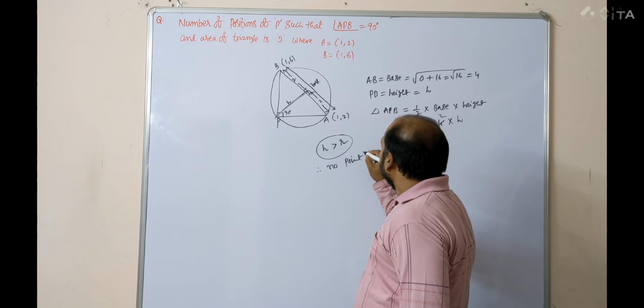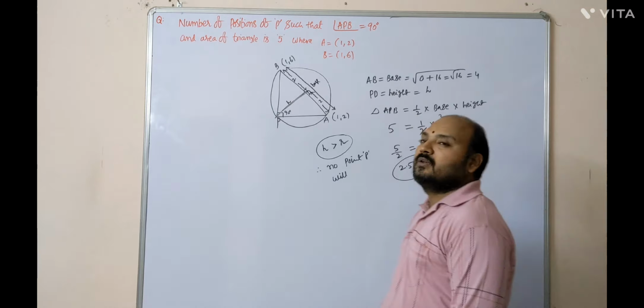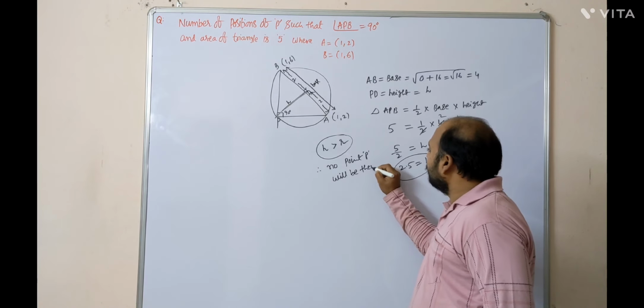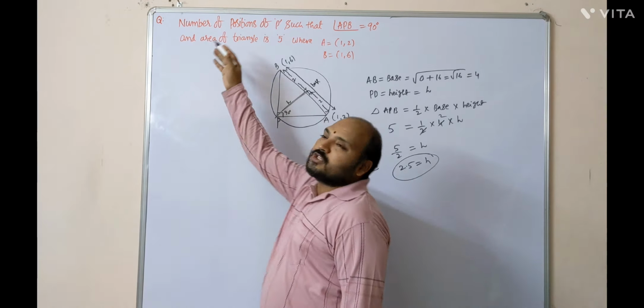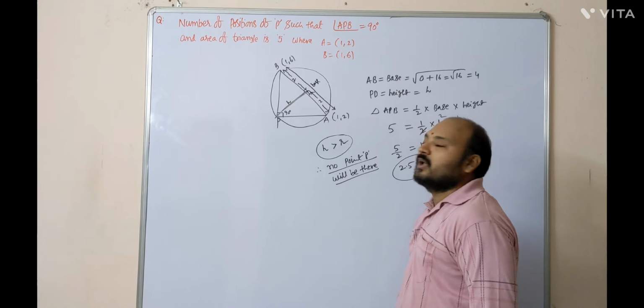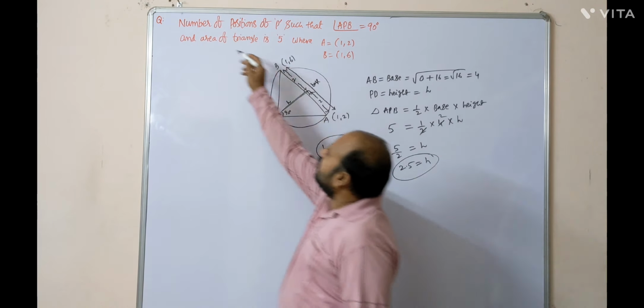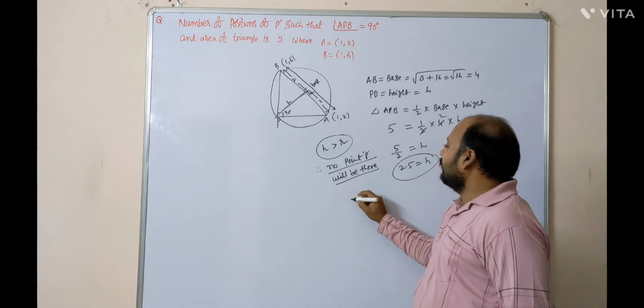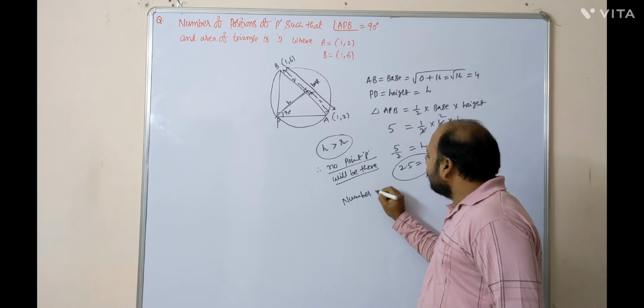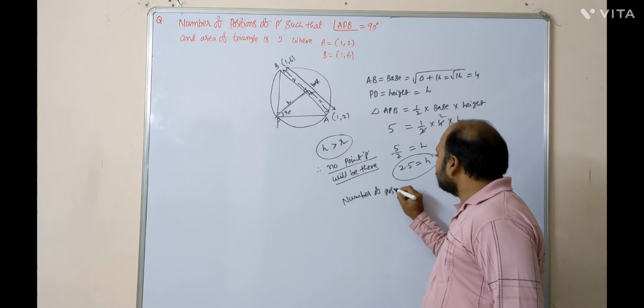No point P will be there. So no point will be there means there are no such points. No points are available. No point P will be there. Zero points. Number of points means number of positions of P, so 0. The number of positions of P is 0. So this is the answer, dear students. They did not give the options; I think it is a numerical type question. The answer is 0. We'll move on to the next one.